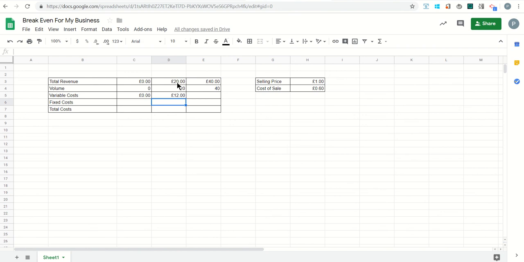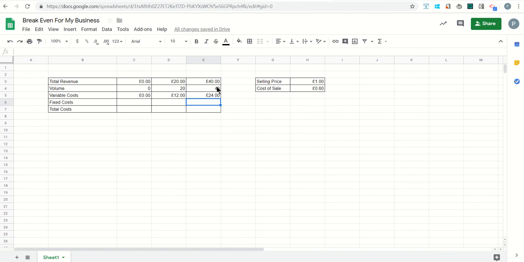But currently I'm making £8 profit, which isn't too bad. So I'm selling them, I'm getting £20 on the till, but it's only costing me £12 to sell them. But there's a little bit of a cloud to that silver lining, and I'll show you in a minute. Equals the volume multiplied by the cost of sale. So that's £24, but I'm making £40. Oh, that looks really good, doesn't it?